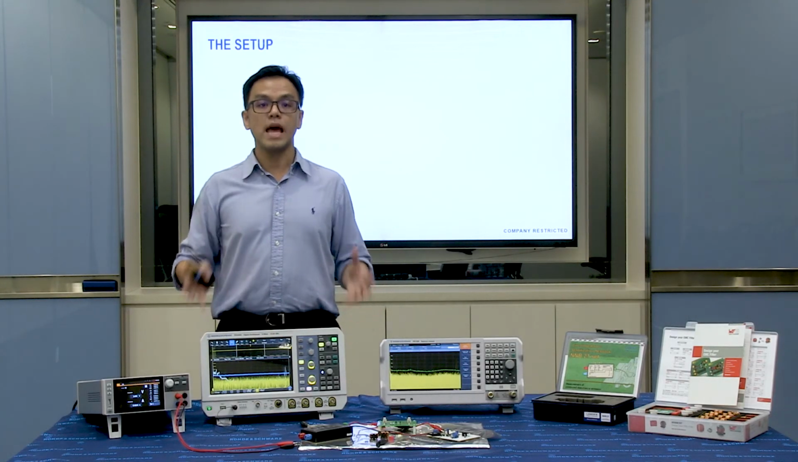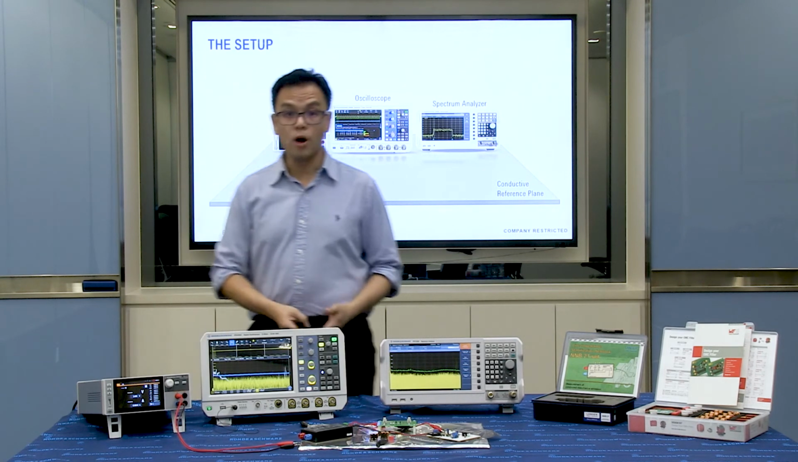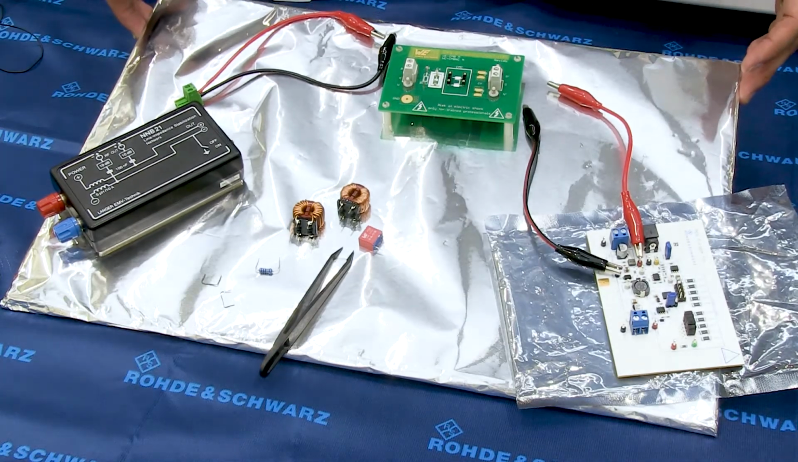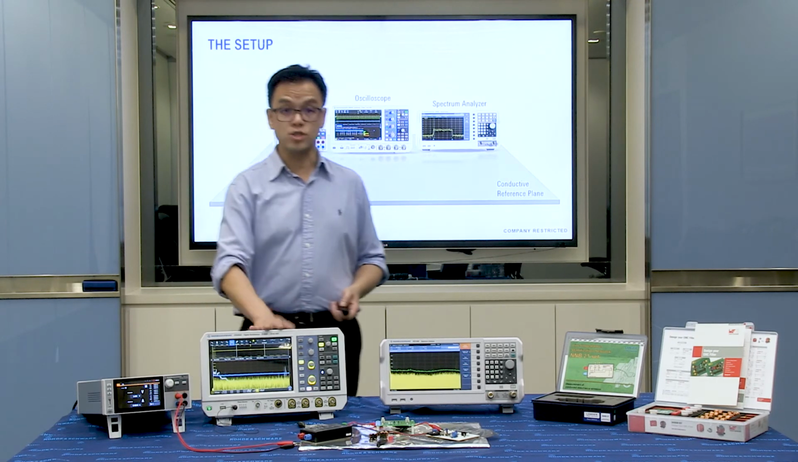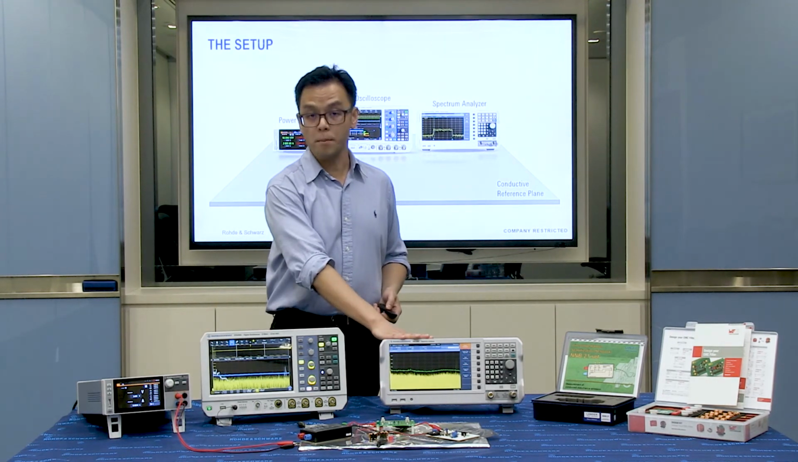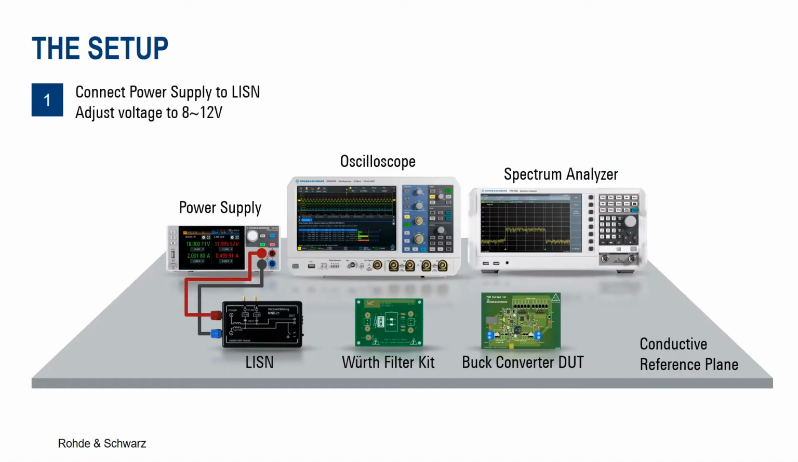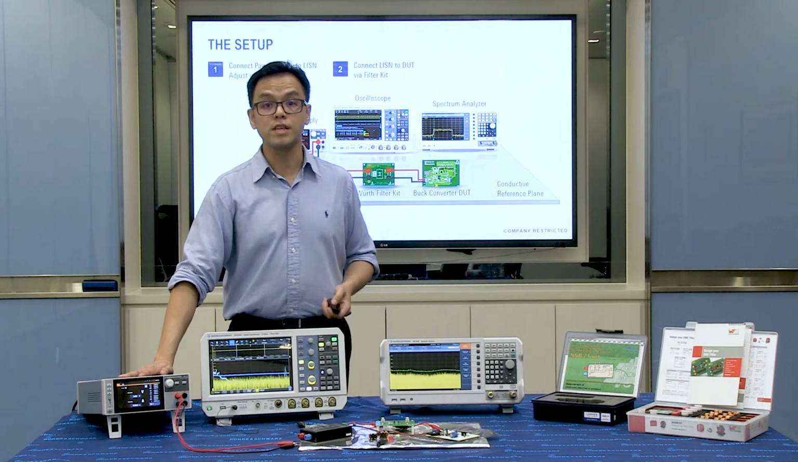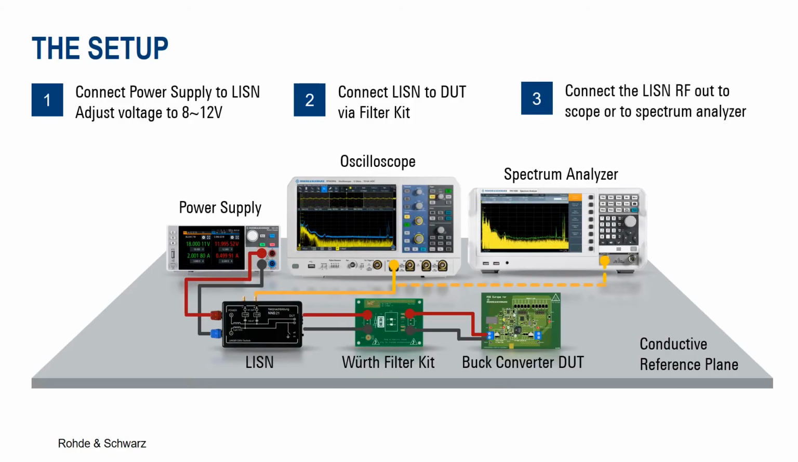This way, we can experiment with different filter parts affecting the emission result. The final conducted emission setup will look like this. You should have noticed I placed the setup on the conductive plane. The reason being, to be as close to a compliance setup will help us to correlate our result with the compliance lab. Then we have a scope and spectrum analyzer for measurement comparison. The power supply will provide 8 to 12 volt to the LISN. Then, the LISN filters and provides the isolation to the DUT, while the WÜRTH filter kit will allow us to experiment on different components. The scope and spectrum analyzer will then pick up the conducted emissions for measurement.